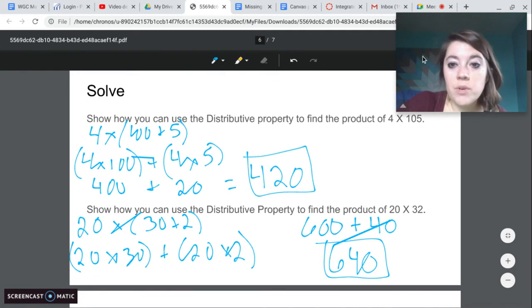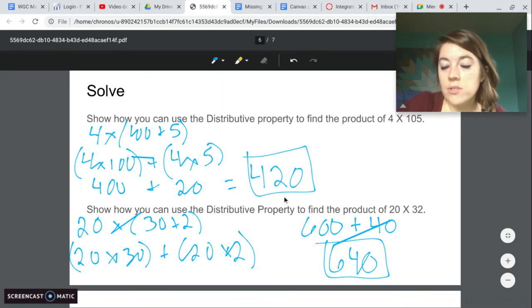So what you guys are going to be doing today is just like this. I want to see what you're splitting these problems into. I want to actually see the 4 times 100 plus 4 times 5. And then I want to see your answer. But I need to see how you're splitting them so that I can see, if you do get it wrong, what you did wrong to make it so you got the wrong answer in the end, whether it was something up here or just a simple calculation error.